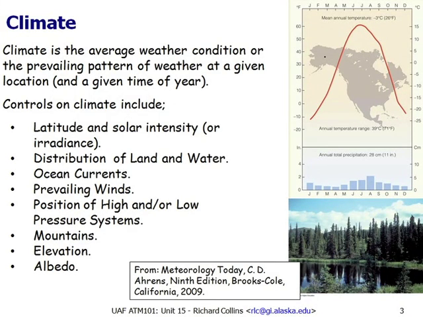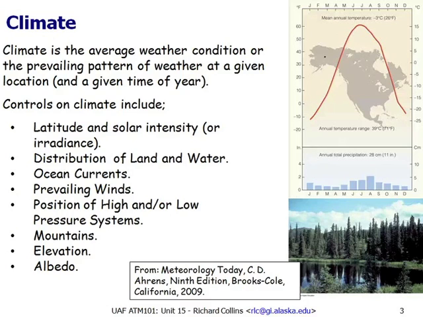Climate is the average weather condition or the prevailing pattern of weather at a given location. There's also a much more general idea of climate behind that. There's an ecological idea of climate: the kind of plants we have, the kind of agriculture it supports, the full environment that we live in associated with climate.